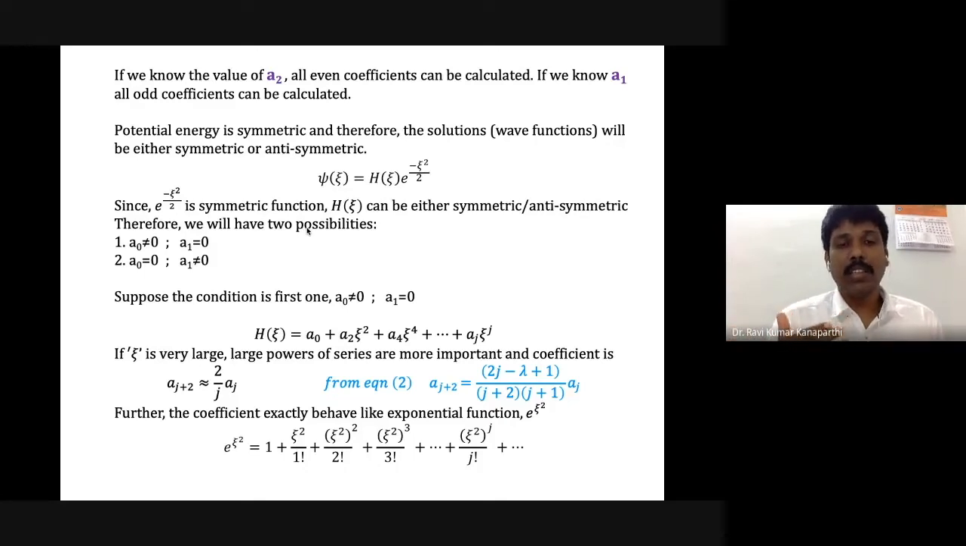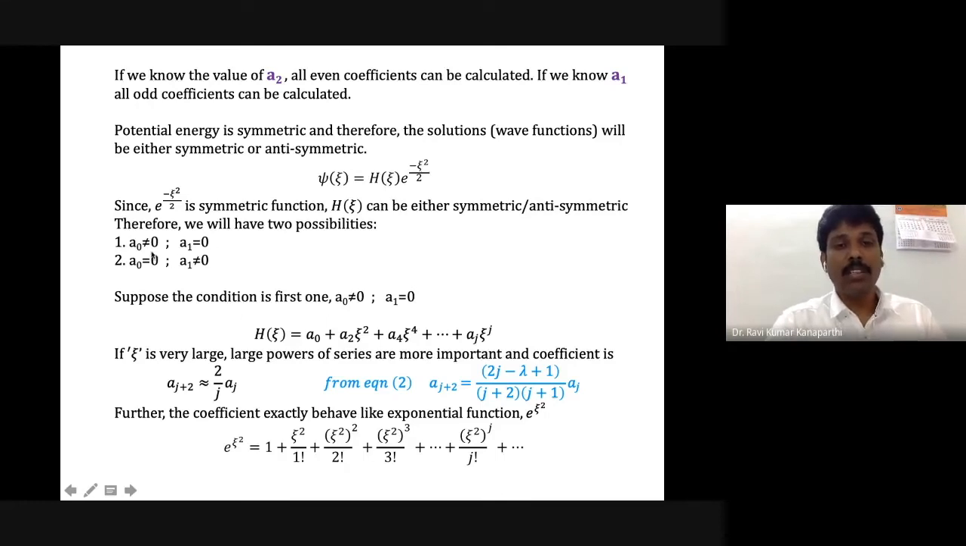Similarly, there is another condition that we can come across, that is a0 can be 0. Okay, if a0 is 0 while a1 is not equal to 0, that means all the odd terms can be evaluated. If a1 is not equal to 0 and a0 is equal to 0, then all the even terms vanish, and then we will have only odd solutions. Okay, so from here onwards we can take either condition and proceed, but for the sake of simplicity, we will proceed with this particular condition.